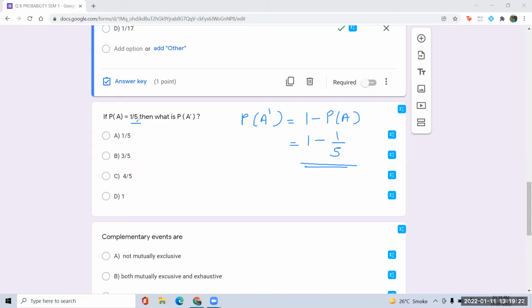5 पैकी 1 गेला तर उरले 4. म्हणून 4 by 5 is the correct answer. Just subtract this value from 1 and that is the correct answer. So 4 by 5 is P of A dash.